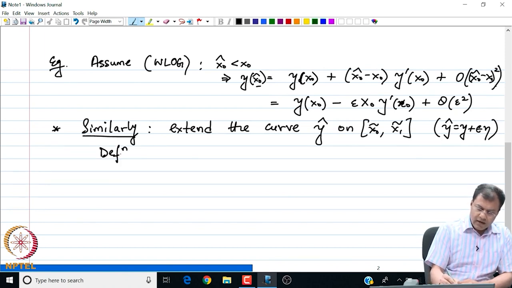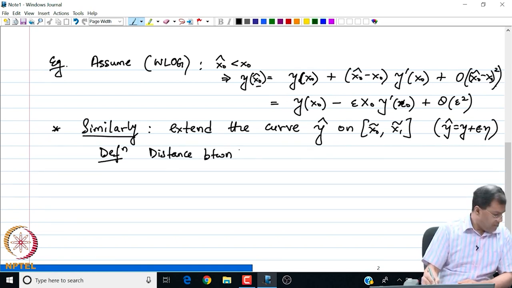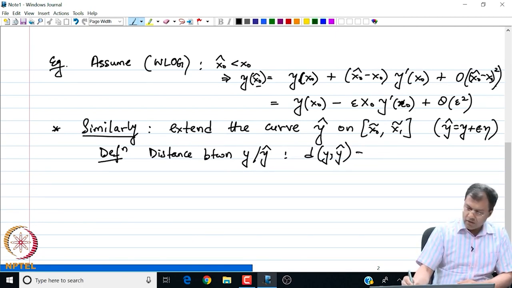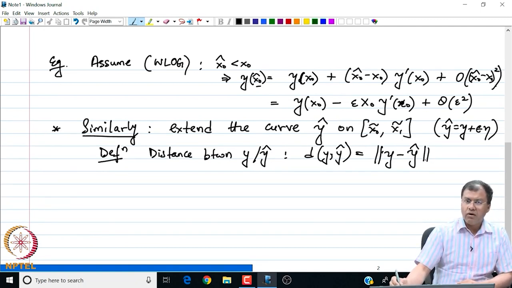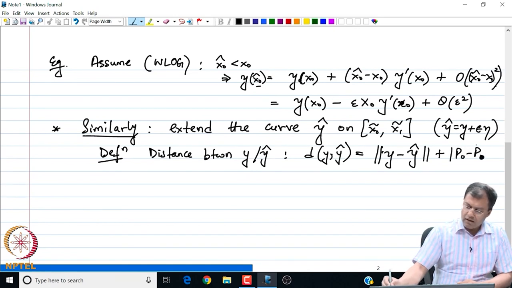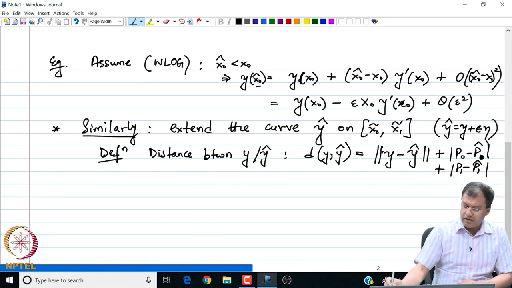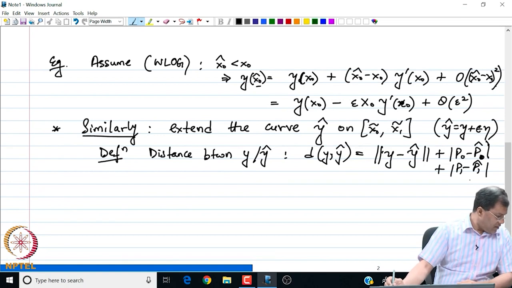I need a further definition. I define the distance between my y and y hat to be d of y comma y hat, which will be equal to the norm of the difference in the value and the perturbed value, plus whatever difference is coming from the endpoints: plus the distance between p naught and p naught hat, plus the distance between p 1 and p 1 hat. So, this is the regular distance, and the rest of the distance is coming due to the perturbed endpoints.